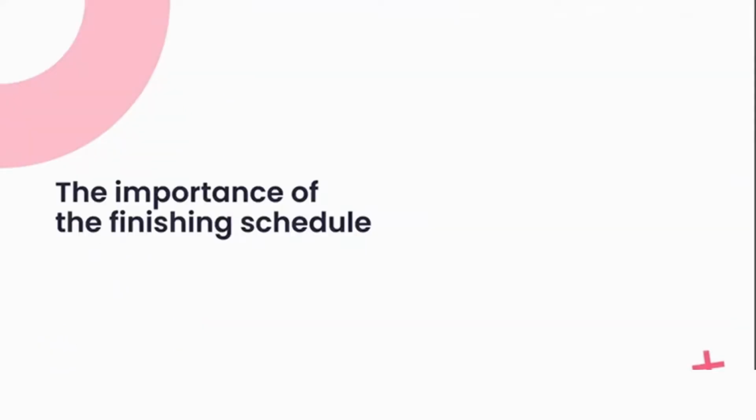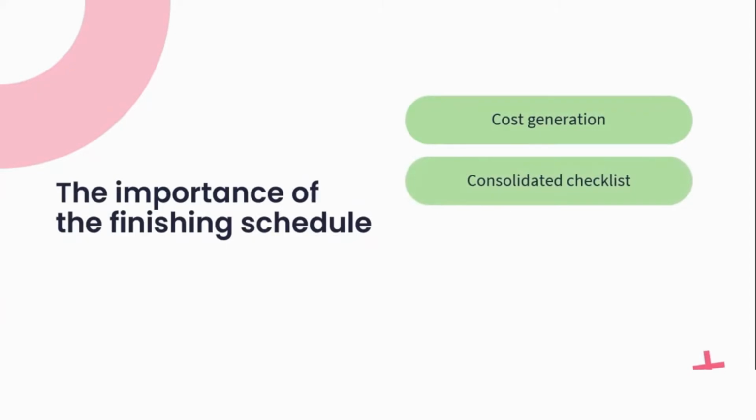Firstly, the finishing schedule assists us in cost generation or development. Construction teams will use your finishing schedule to estimate costs and quantities of the required material on any given project. Secondly, your finishing schedule is like a consolidated checklist of everything that's going to take place on the project. This document is the central location where all the specifications and finishes are documented.